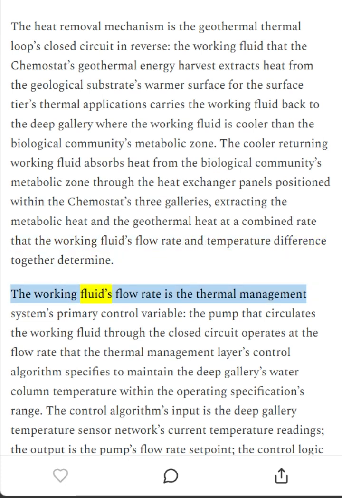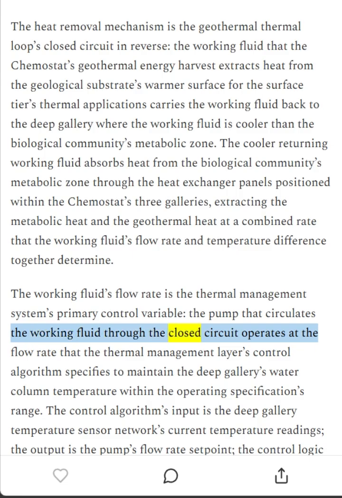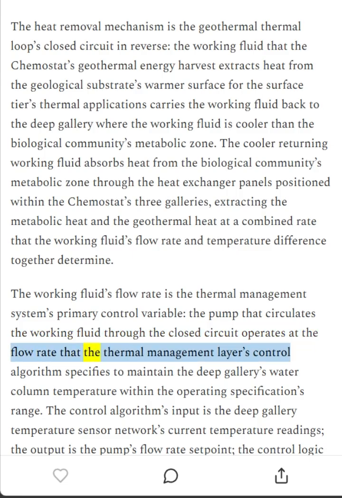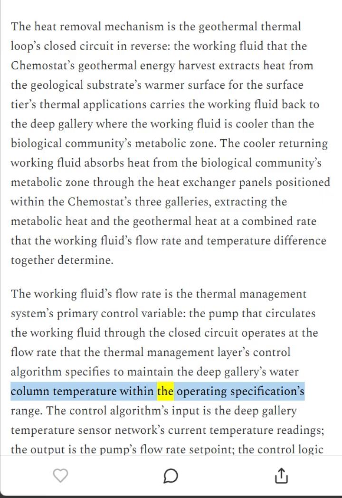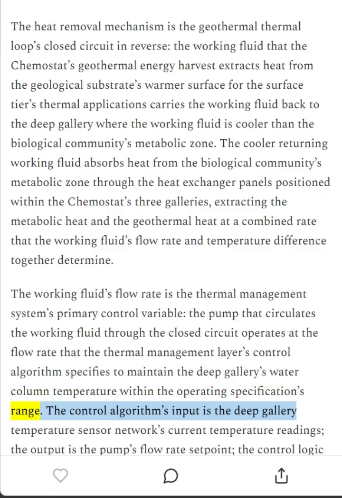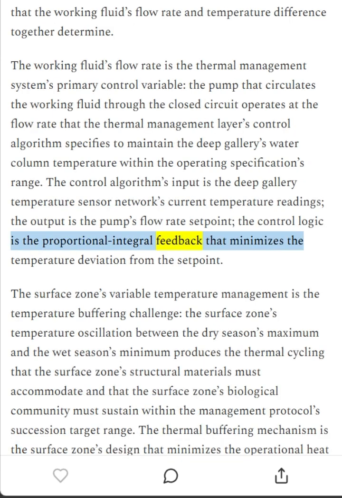The working fluid's flow rate is the thermal management system's primary control variable. The pump that circulates the working fluid through the closed circuit operates at the flow rate that the thermal management layer's control algorithm specifies to maintain the deep gallery's water column temperature within the operating specifications range. The control algorithm's input is the deep gallery temperature sensor network's current temperature readings. The output is the pump's flow rate setpoint. The control logic is the proportional integral feedback that minimizes the temperature deviation from the setpoint.